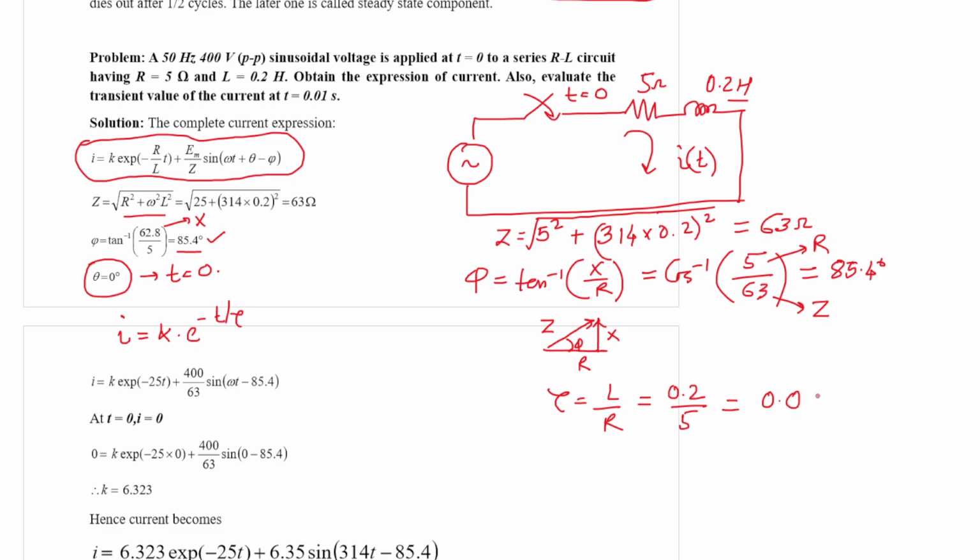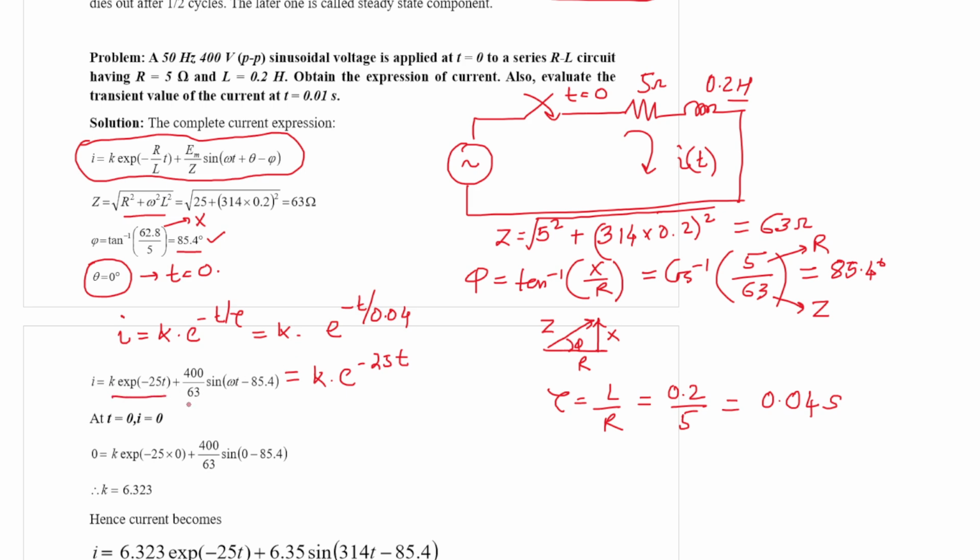So it will be 0.04 second. So it will be actually 0.04. So it will be k into e to the power minus t by 0.04, which is equal to k into e to the power minus 25t.